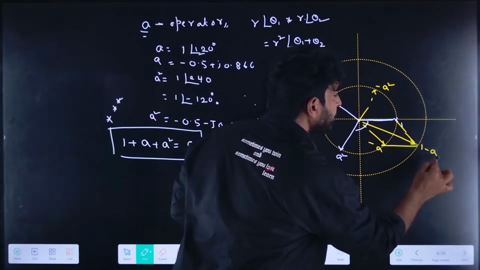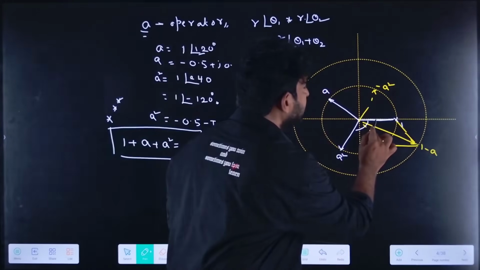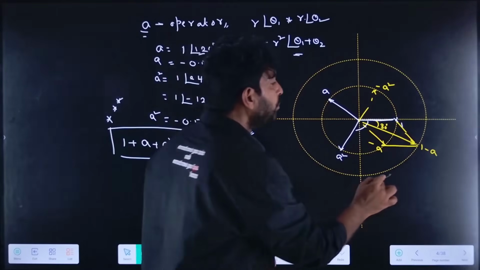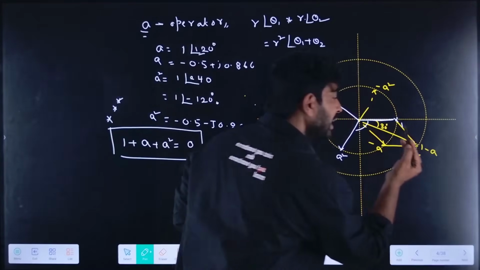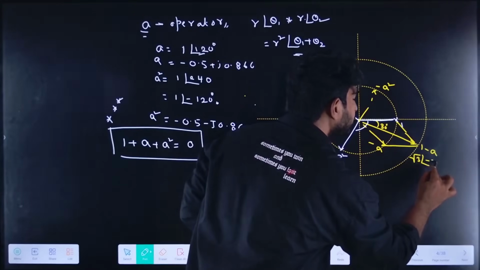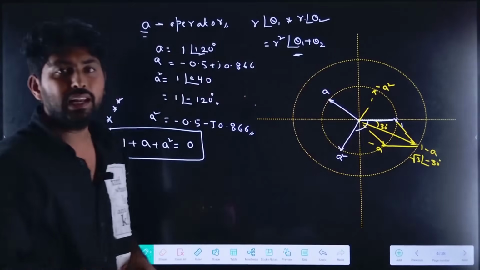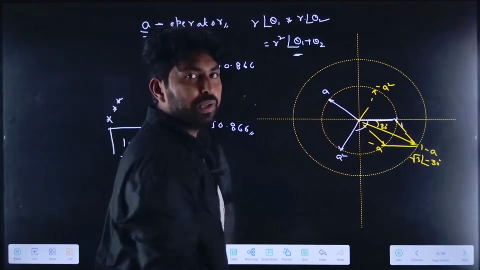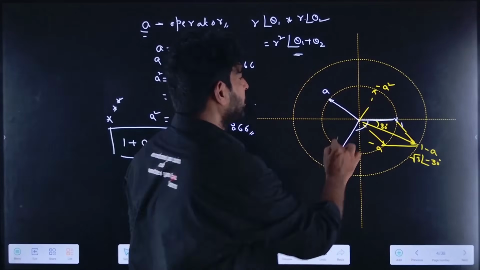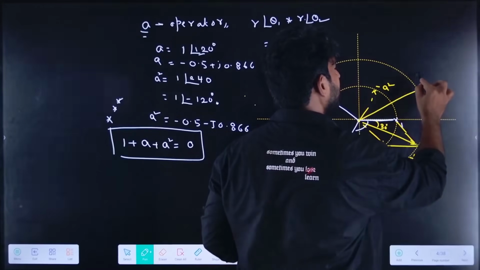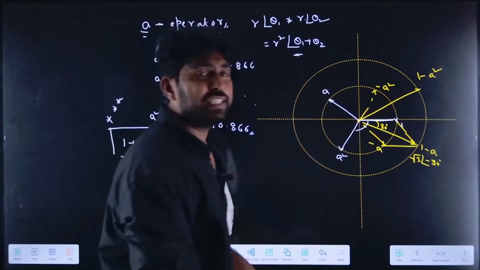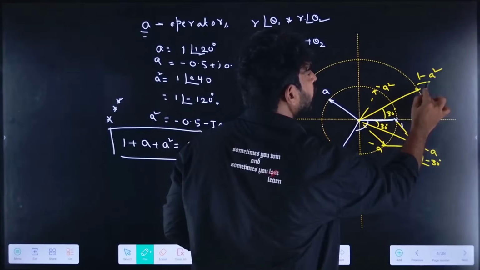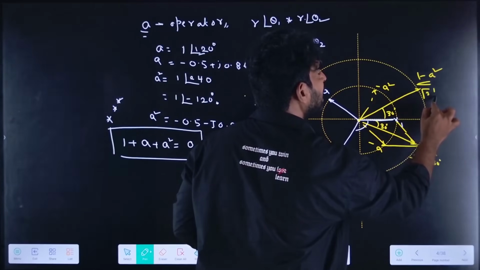1 minus a. How can we represent it? It is 30 degrees lagging. So 1 minus a is root 3 at an angle of minus 30 degrees. For example, if I want to find 1 minus a square, it would be here. So what is 1 minus a square? 1 minus a square is root 3 at an angle of plus 30 degrees.